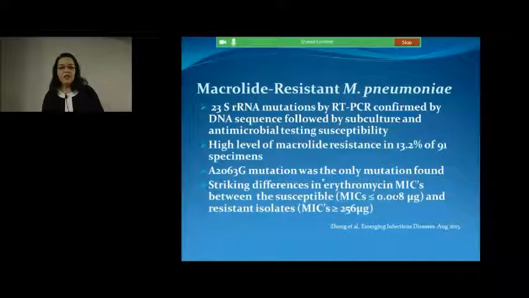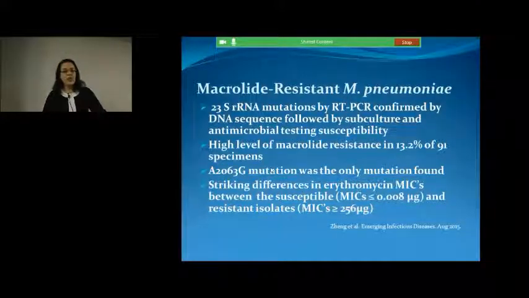Erythromycin is used instead of azithromycin to perform the antimicrobial susceptibility test because both mutations, 2063 and 2064, have been shown to consistently cause erythromycin and azithromycin resistance.